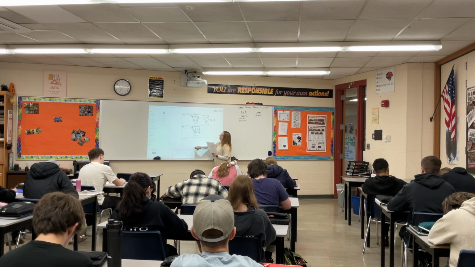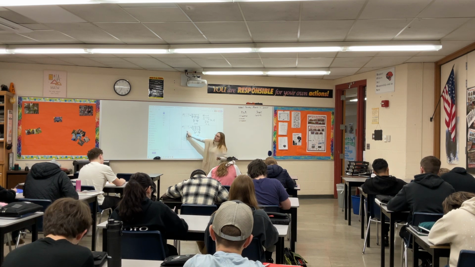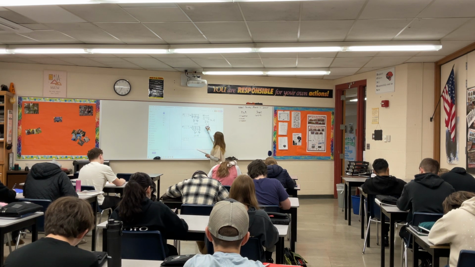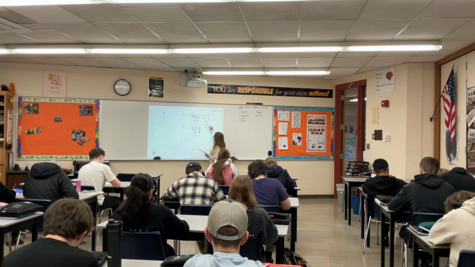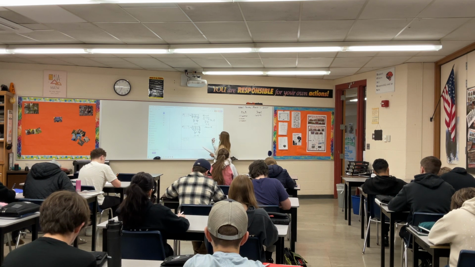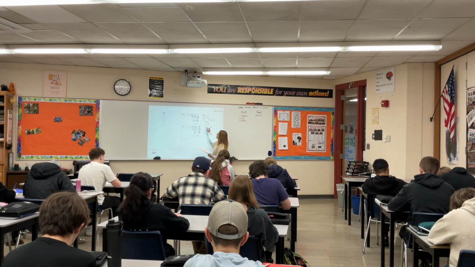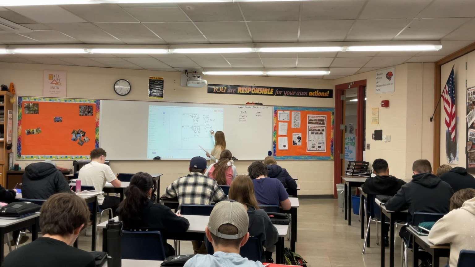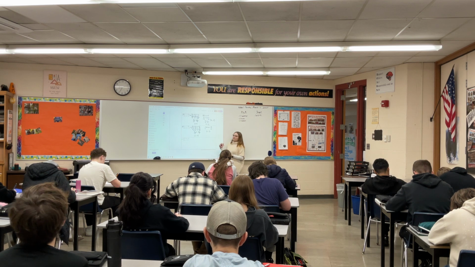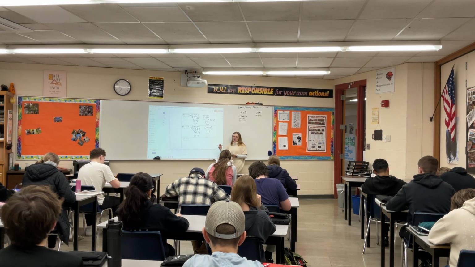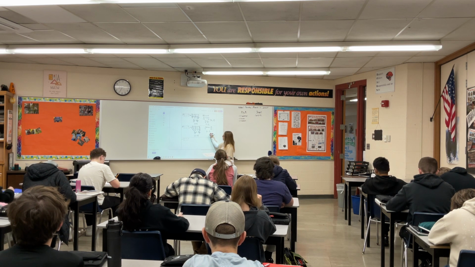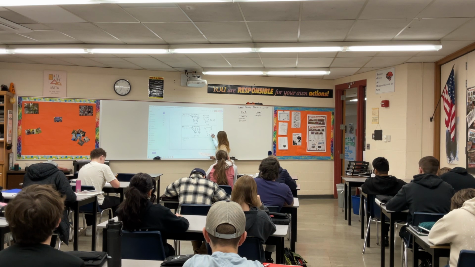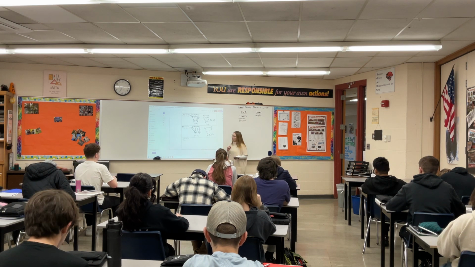Now that I have my x, I'm going to plug it back into my top equation here to get my y. So I have negative 8 plus y equals negative 3. To get y by itself, all I'm going to do is add 8 to both sides. And I have y equals 5. So now I have my x, I have my y. My solution is negative 8, 5.